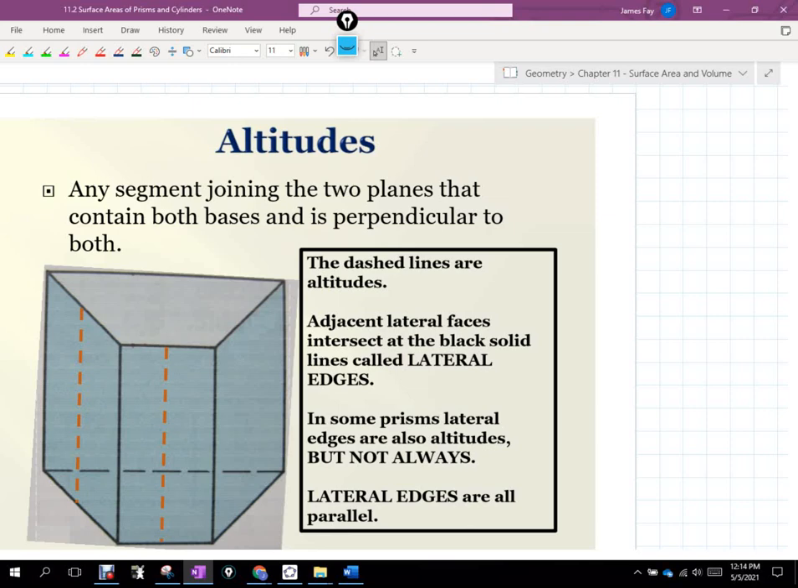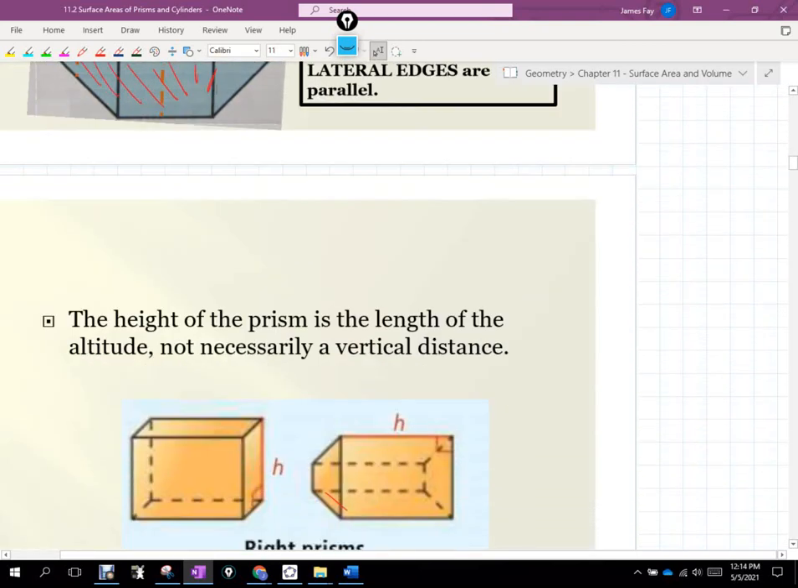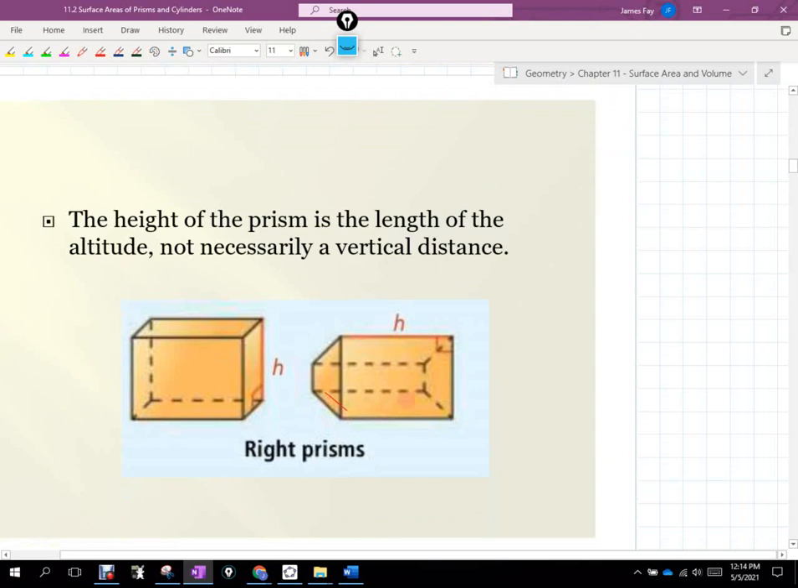And that's from the top of the prism to the bottom. And in this case, that's because we've got this base here on the bottom actually resting on our desk. If we were to look at this shape right here, this is the exact same shape.